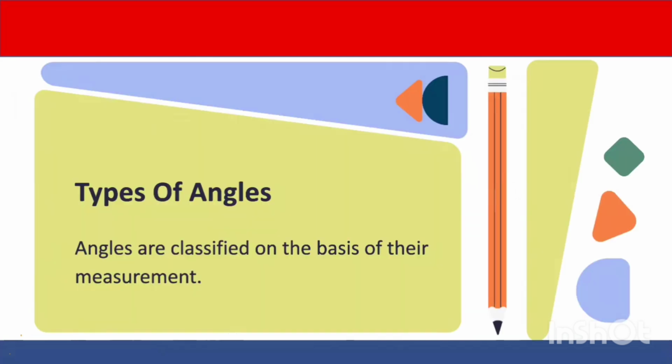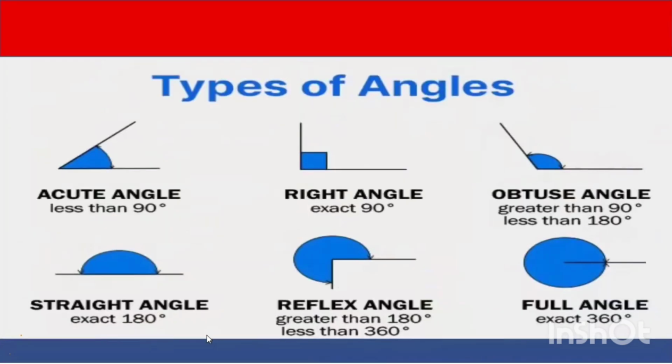Types of angle. Angles are classified on the basis of their measurement. Acute angle measures less than 90 degrees and it is small and sharp. Right angle is exactly 90 degrees, like the corner of a book. Obtuse angle is more than 90 degrees but less than 180 degrees. It is also called a wide angle.